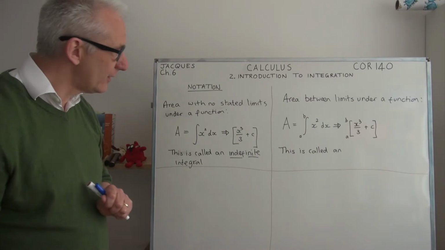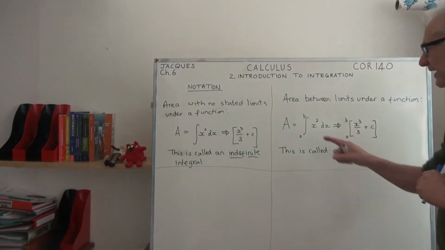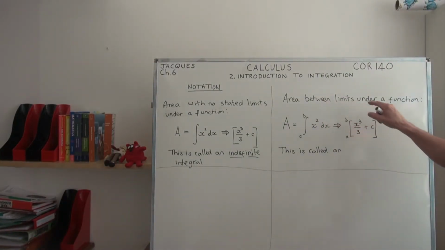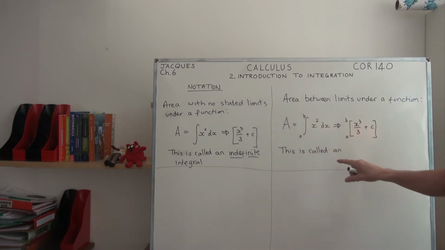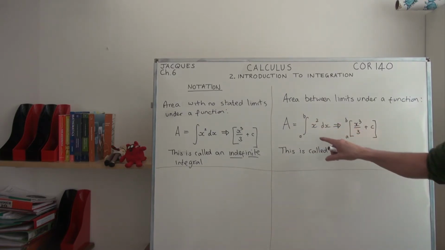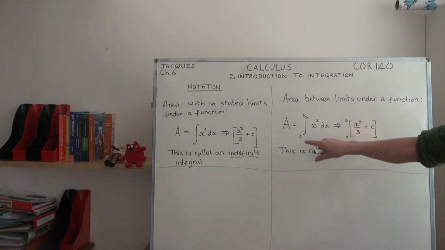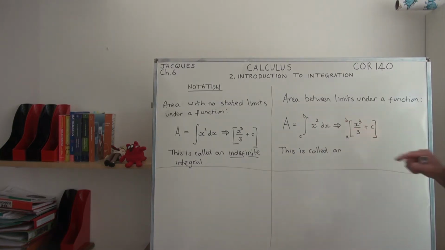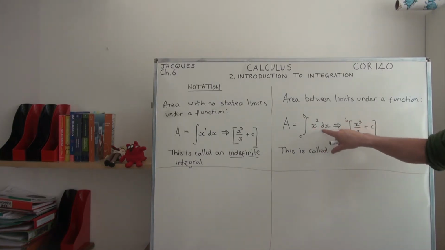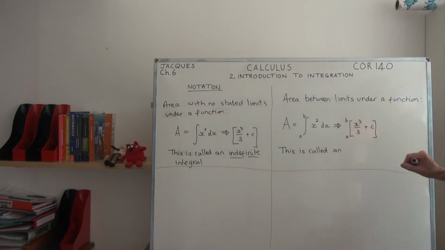And on the other side, we have the idea that we can actually calculate the area between limits under a function. And it looks like this. The area is equal to, again, our stretched S symbol to represent the total areas added up. And this time we've got a lower limit, which is called A, and an upper limit, which is called B. Applied to x squared by dx, we're going to see that in a moment. And we write that out like this.